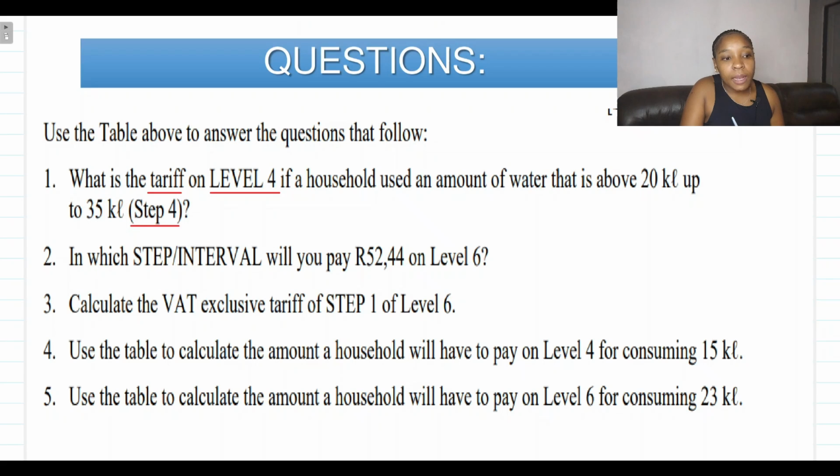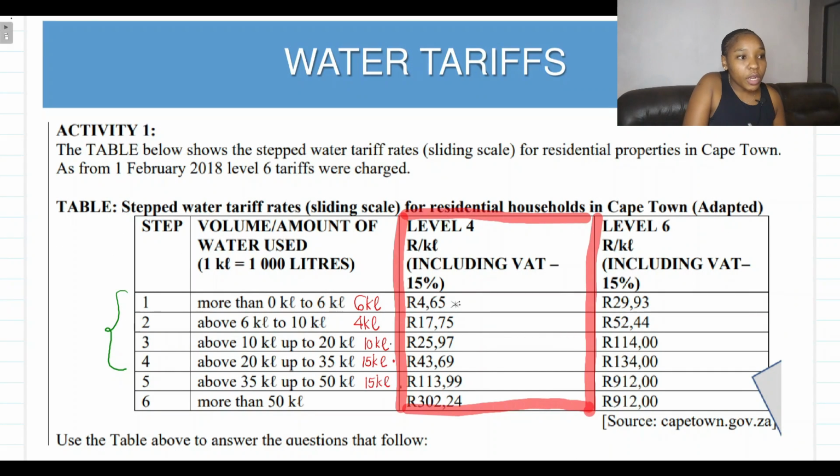So we're going to look at step 4, level 4, and we want to find out what the tariff is. We're looking at step 4, level 4, which I've already highlighted. And what is the tariff, right? In step 4, level 4, the tariff if you use between 20 kiloliters of water up to 35 kiloliters of water is how much? 43 Rand and 69 cents. So let's write that down.